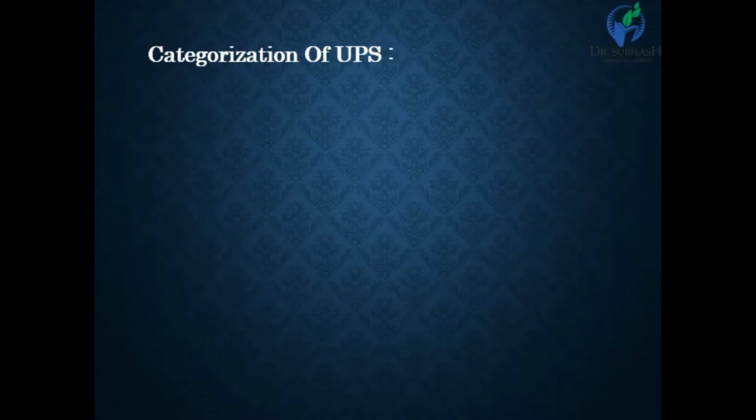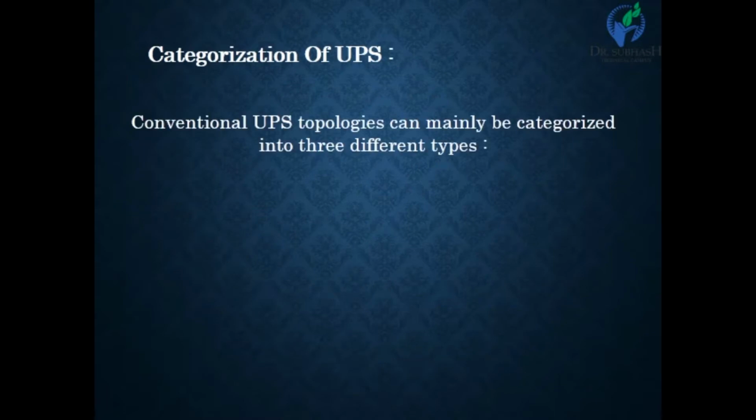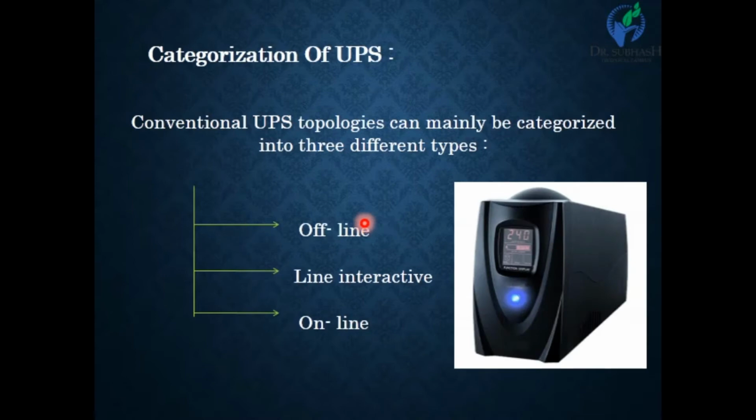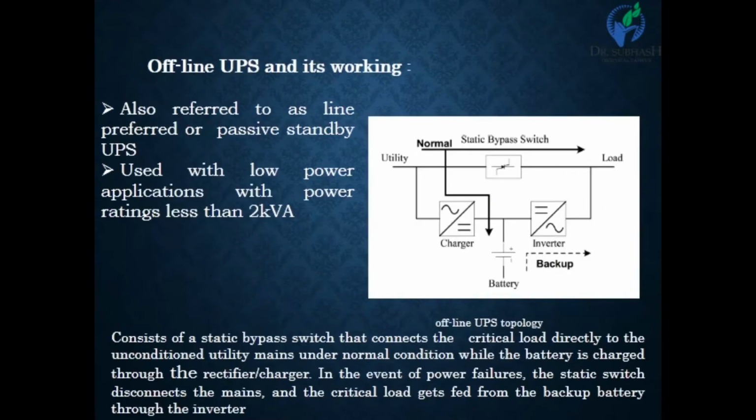Categorization of UPS. How many types of UPS are there? UPS is mainly of three categories or three different types. First is offline UPS, second is line interactive UPS, and third is online UPS. First one is offline UPS. Here we show a circuit diagram of offline UPS and we learn about the working of offline UPS.